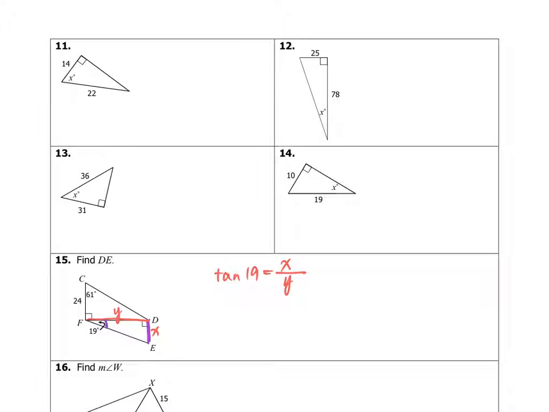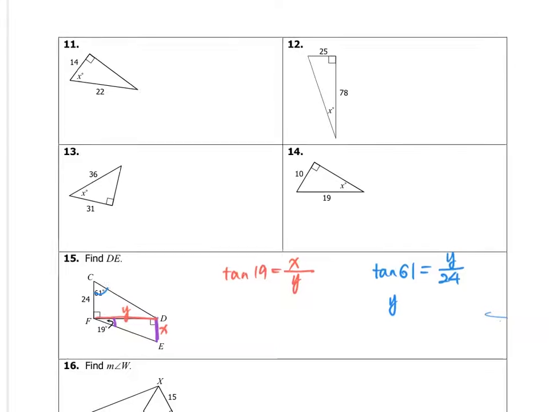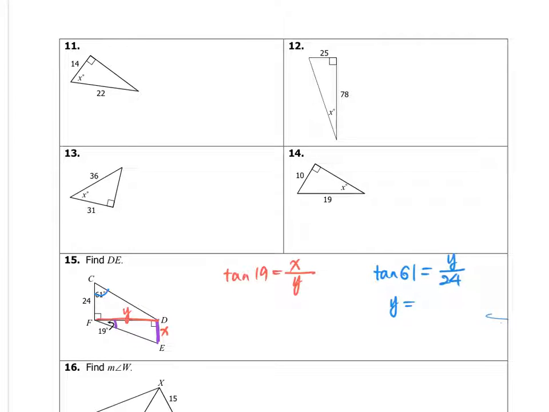So let me look at the big triangle CDF. Over there, I have 61 degrees. And I can set up a relationship of tangent 61 should equal opposite, which is y, over adjacent, which is 24. So through this, you notice that I can find the value of y, and y should be 43.3, right? Now if I come back to here, I have my tangent 19 degrees equals x over 43.3. And my x is, if I multiply 43.3, I should have 14.9.